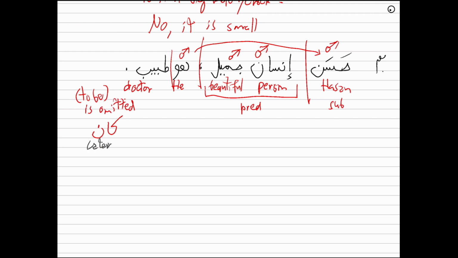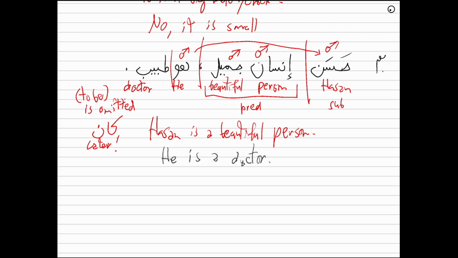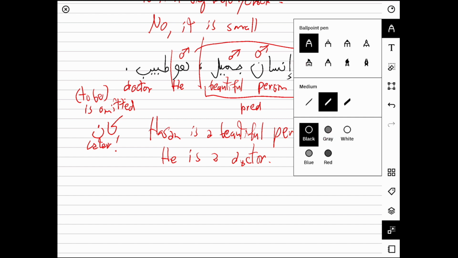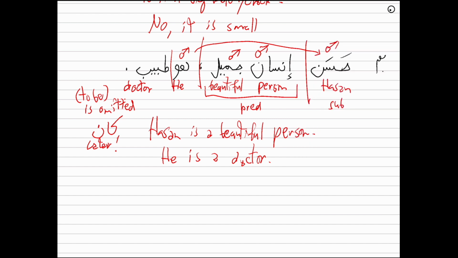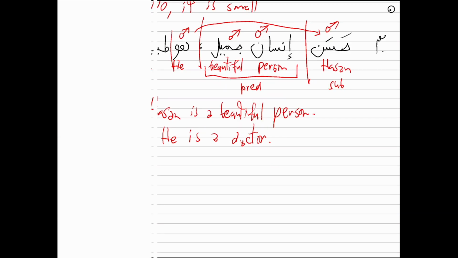But we will talk about the verb kana, which does mean to be, later. It depends on my schedule, depends how far I get along with this. I'm not sure how far. So yeah, we can translate this as: Hassan is a beautiful person. He is a doctor. So that's how you analyze and officially translate that sentence. You start to see how it all starts making sense. Yeah. All right, next one.